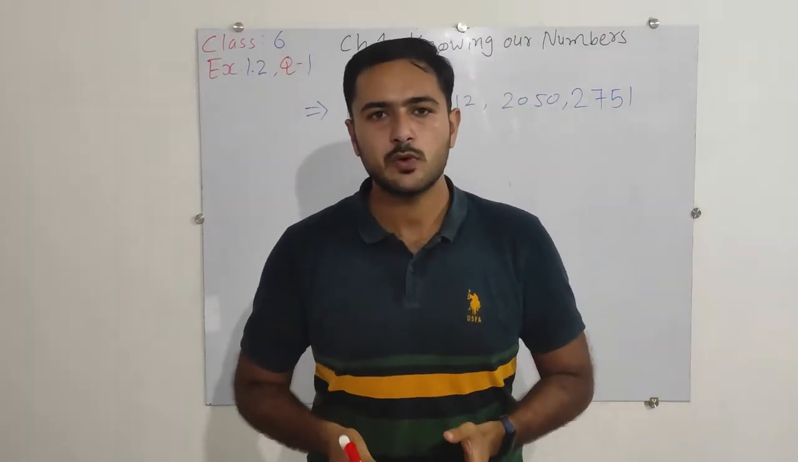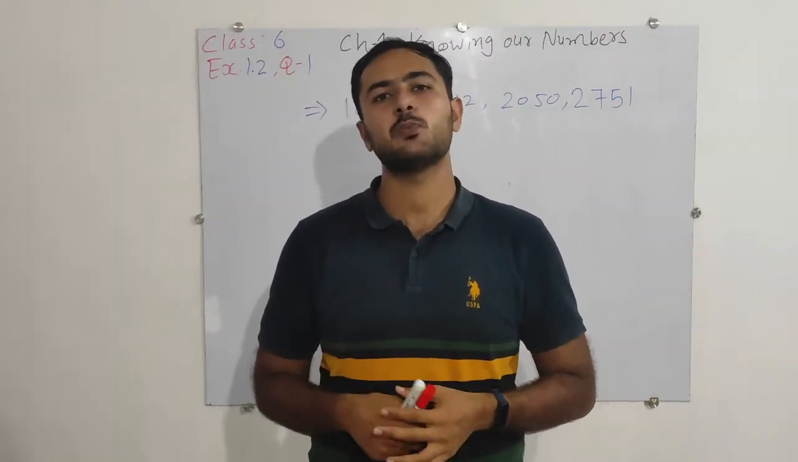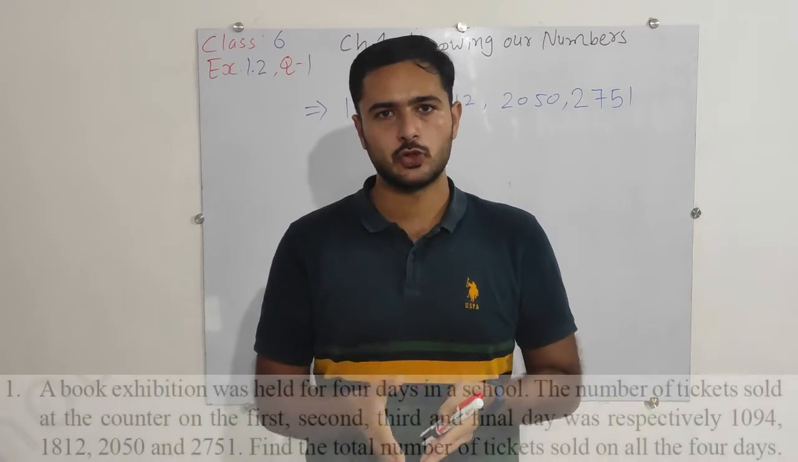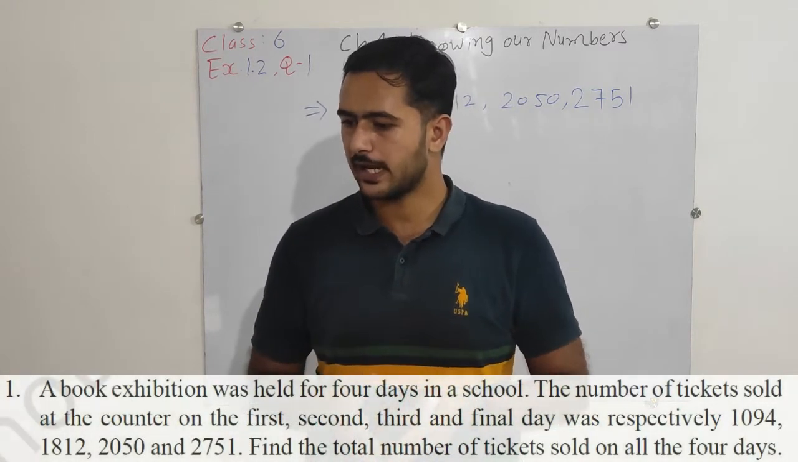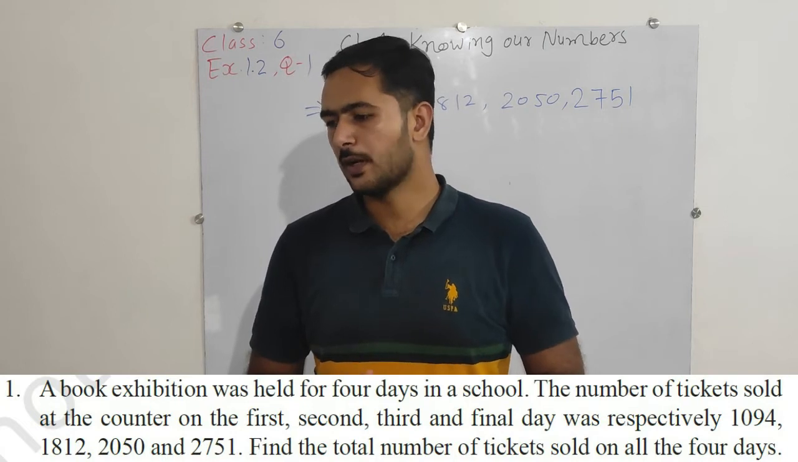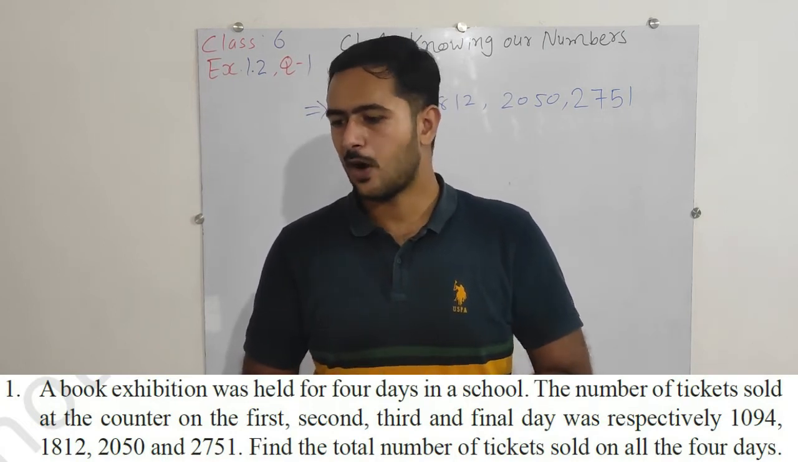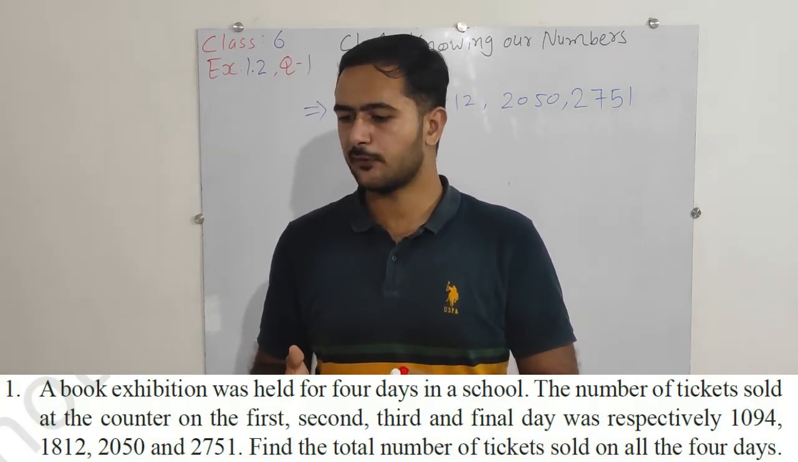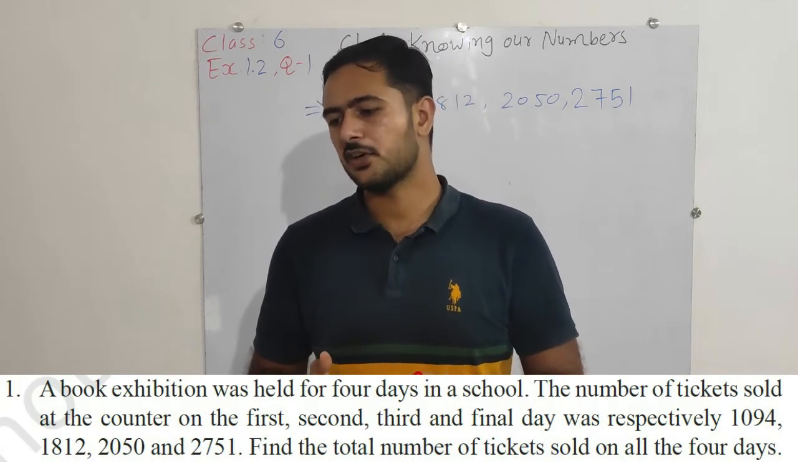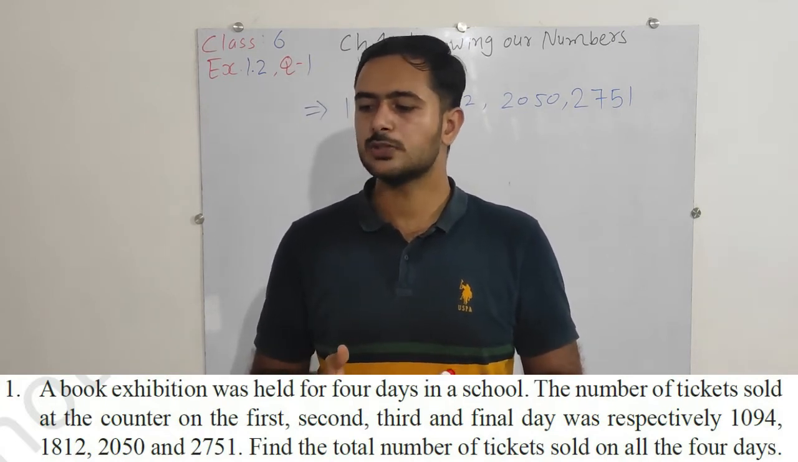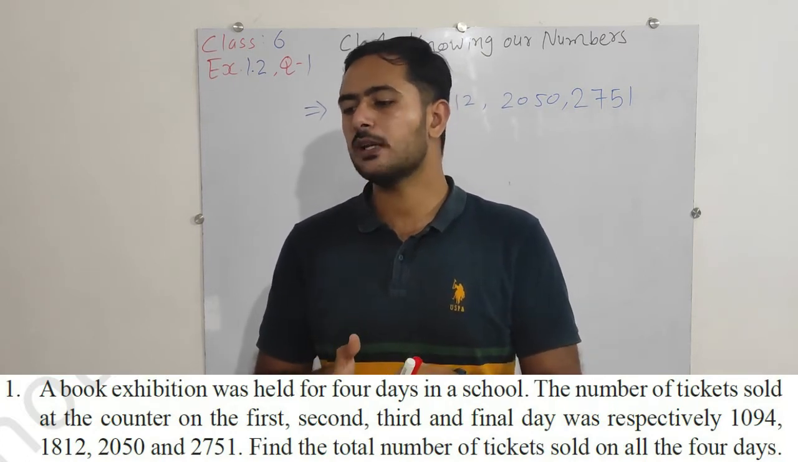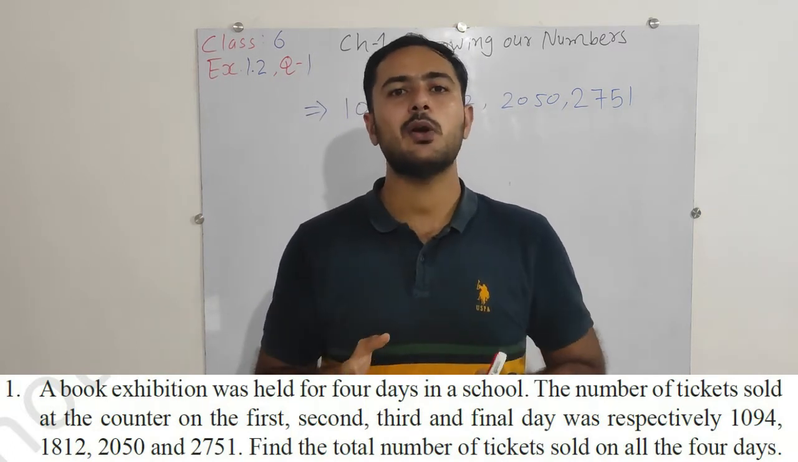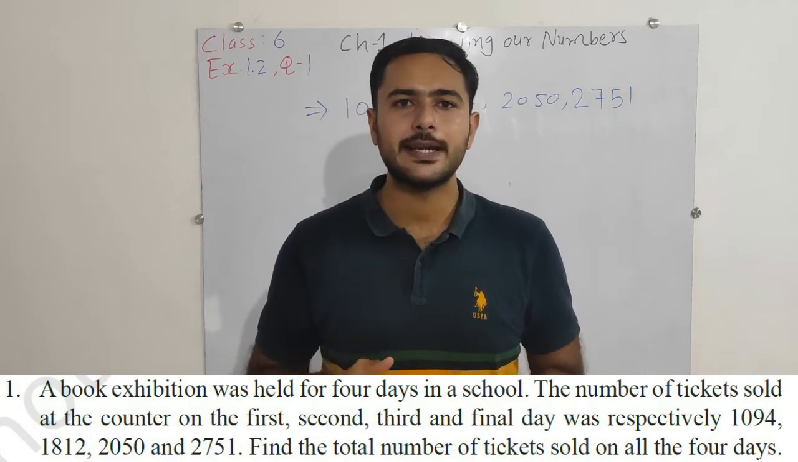So now let's start exercise 1.2, question number 1. In exercise 1.2 there are descriptive type questions and word problems. The first one: a book exhibition was held for 4 days in a school. The number of tickets sold at the counter on the first, second, third and final day was respectively 1094, 1812, 2050 and 2751. Find the total number of tickets sold on all the 4 days.